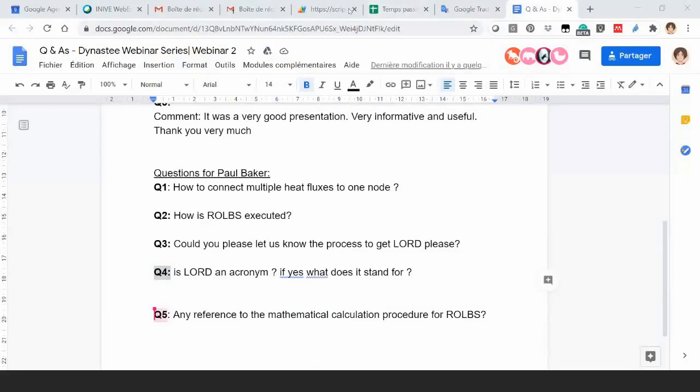So the last question, or any reference to the mathematical calculation procedure for ROLBS? Yes, we have an article about that. I can make it available for the people who are interested in it.